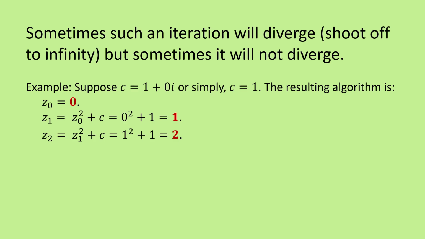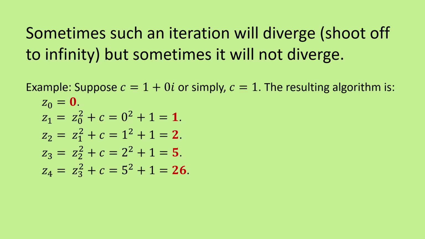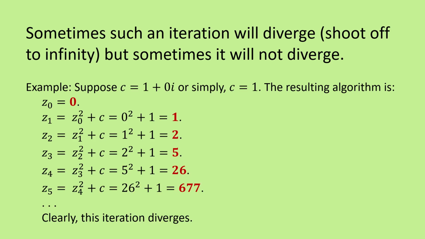z2 is equal to 1 squared plus 1, which is equal to 2. z3 is equal to 2 squared plus 1, which is equal to 5. z4 is equal to 5 squared plus 1, which is 26. z5 is equal to 26 squared plus 1, which is 677. Obviously, this sequence will diverge.